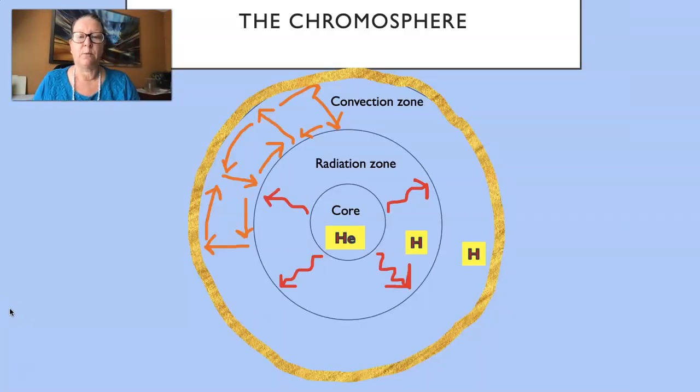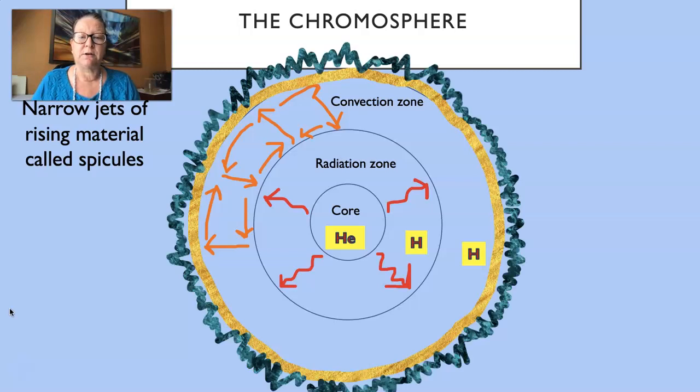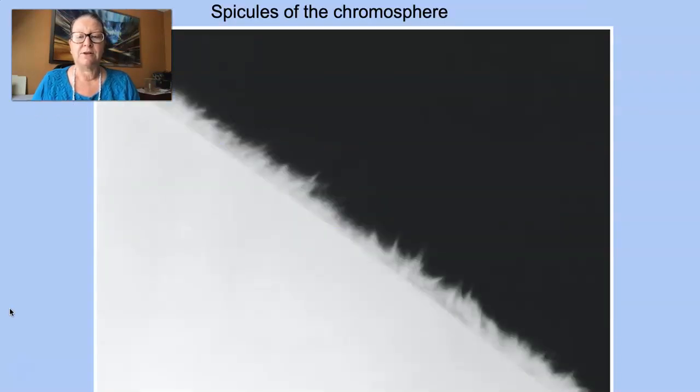Above the photosphere, we have the first layer of the atmosphere, if you want to call it atmosphere, called the chromosphere. And this consists of narrow jets of rising material. So I've kind of illustrated it here with little jets of material above the photosphere. Here's an actual picture of the spicules of the chromosphere. Looks almost like feathers.